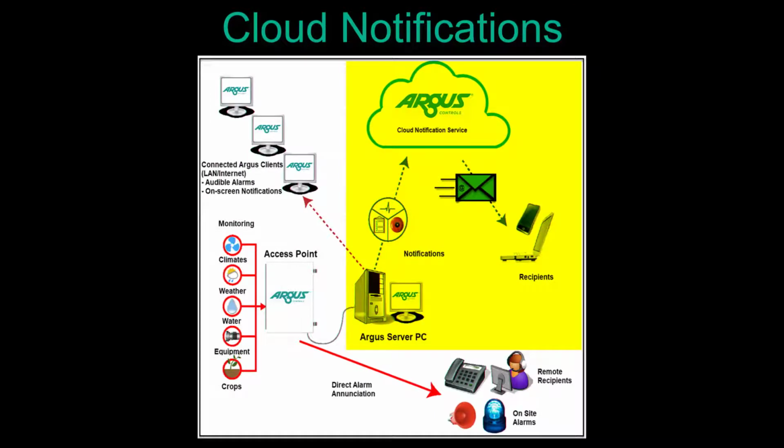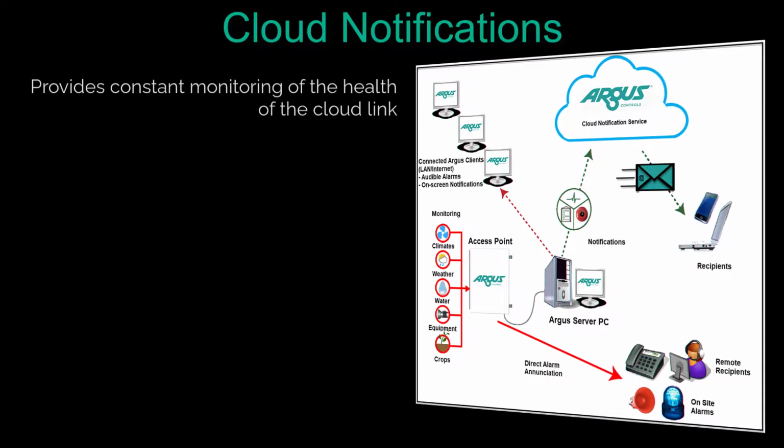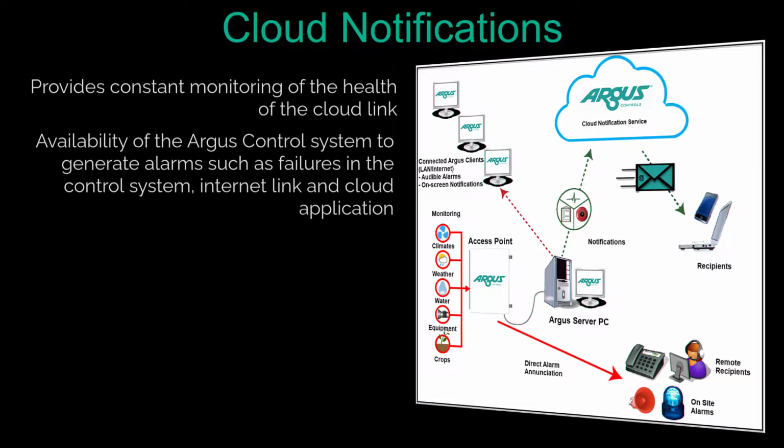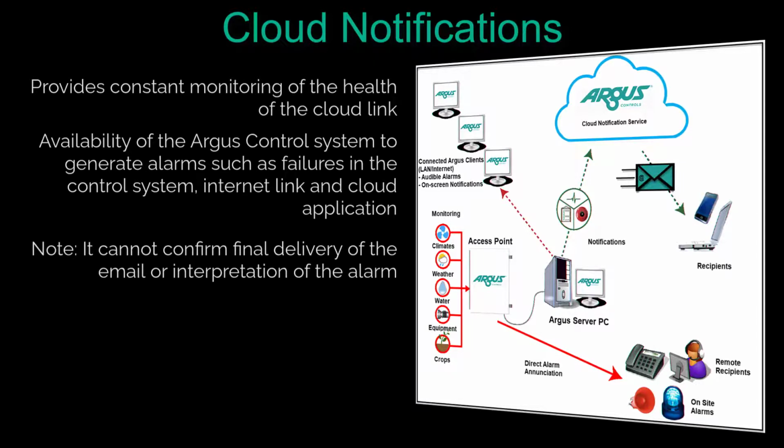Cloud notifications. Using a cloud server greatly simplifies the email out configuration. It also provides constant monitoring of the health of the cloud link and the current availability of the Argus control system to generate alarms such as failures in the control system, the internet link, and the cloud application. Please note, it does not and cannot directly confirm final delivery of the email or interpretation by the correct person.